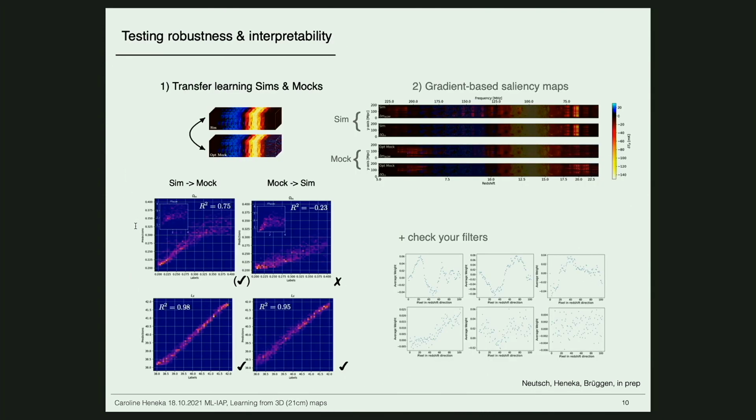And we also want to dive a little bit into the networks, and I give a glimpse of that now, to see how robust our estimates are and what's actually going on in there. So here on the left, I show some transfer learning where we look at a network that's been trained on bare simulations, no noise, no foregrounds, and evaluated on the MOGs, and vice versa on the right side.